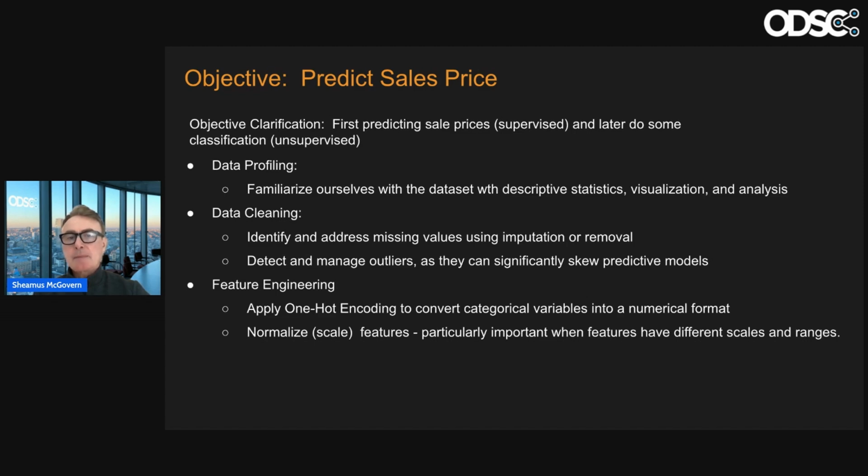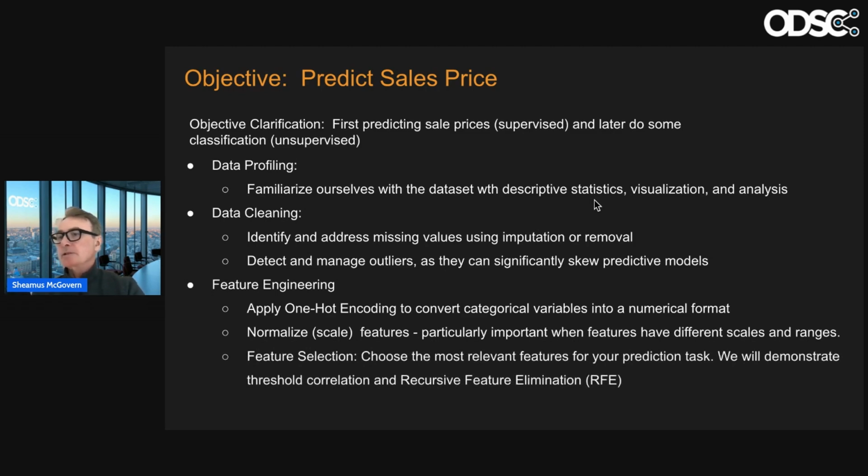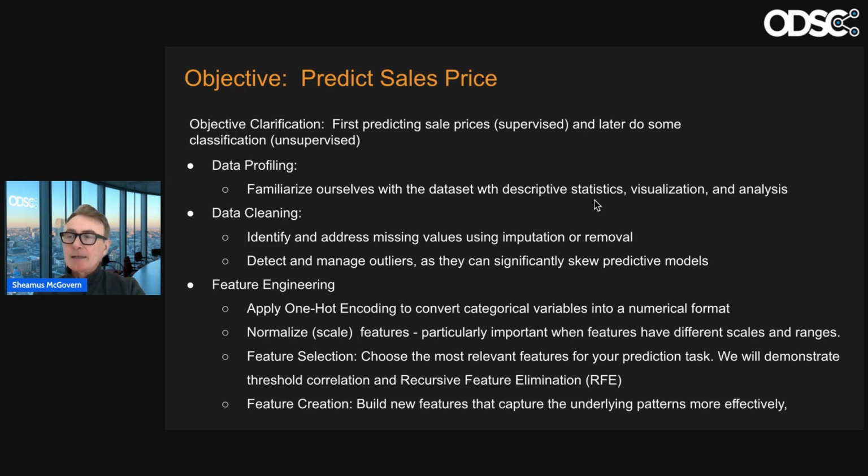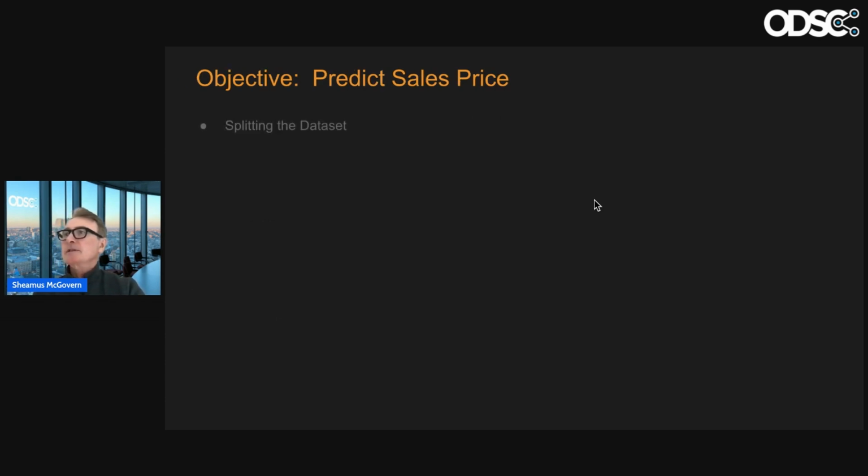And then we also want to do some feature selection. And how do we select the best features? So we covered that a little bit when we looked at our correlation matrix on Tuesday. And then I think we touched upon creating new features, right?